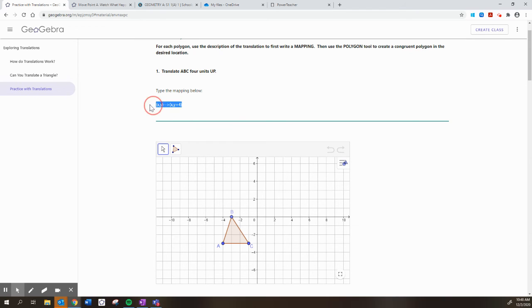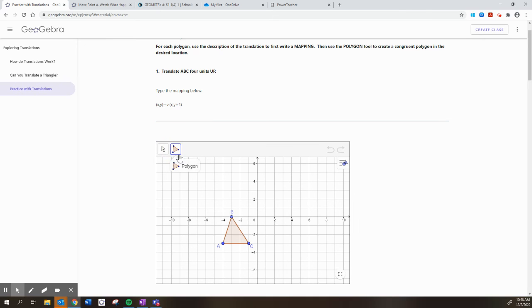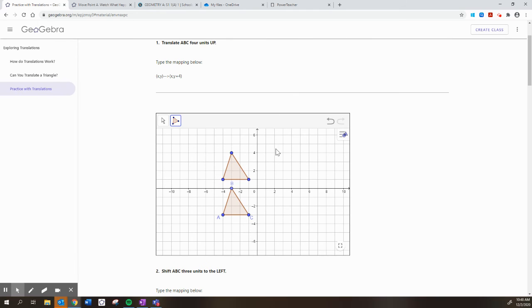So we typed the mapping in, and then we just took the polygon tool and we figured out, okay, if A moves up 4 units, it would go here. And then if B moves up 4 units, it would go here. And C moves up, there it is, right? And so then we made a transformed triangle. So you can go through and do these ones on your own. The rest of them, there's 5 more.